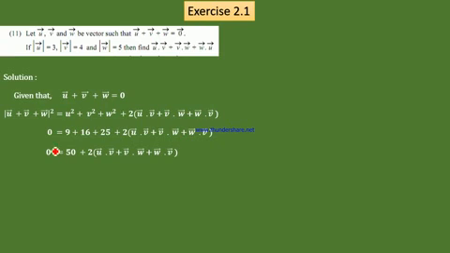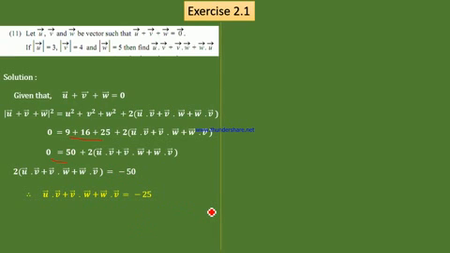And next step, adding these values, it is equal to 50, and then take that 50 to the left hand side, it will become minus 50, and interchange the place. So we are getting 2 times U dot V vector plus vector V dot vector W plus vector W dot vector U is equal to minus 25 after bringing the 2 to the other side. That's the answer for the 11th question.